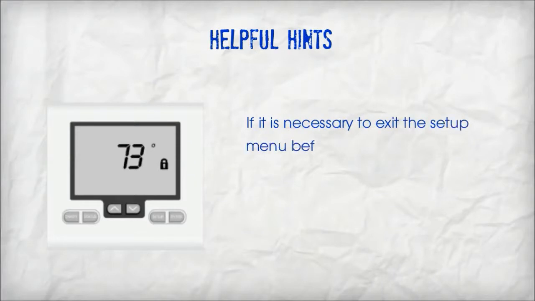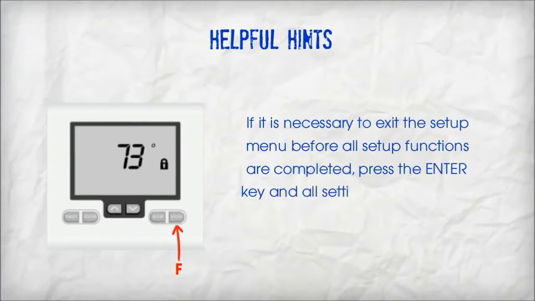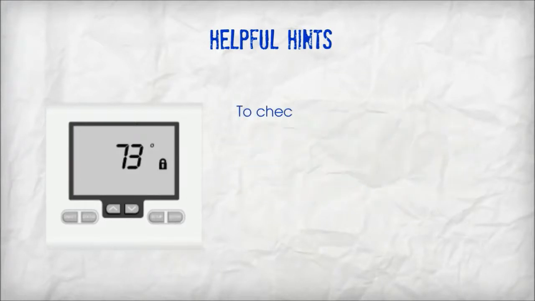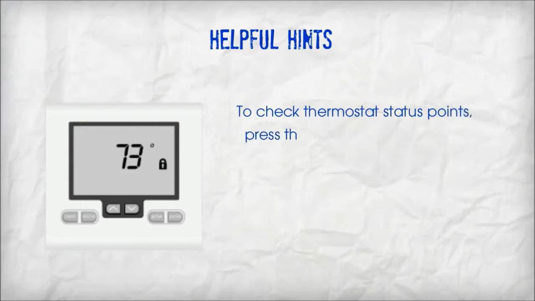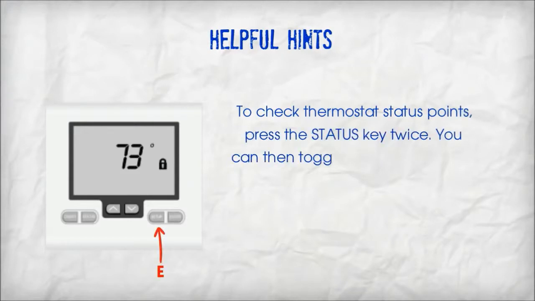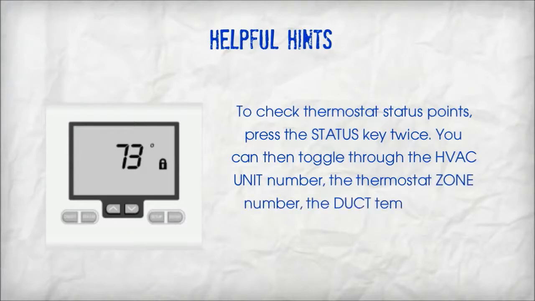If it is necessary to exit the setup menu before all setup functions are completed, press the Enter key and all settings will be saved. To check thermostat status points, press the status key twice. You can then toggle through the HVAC unit number, the thermostat zone number, the duct temperature, and the damper position.